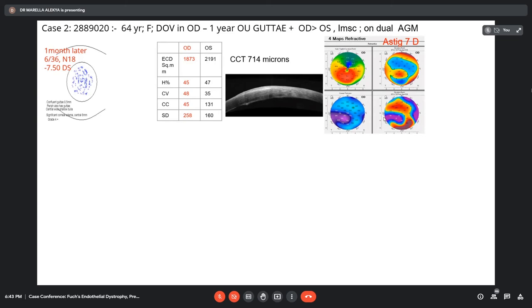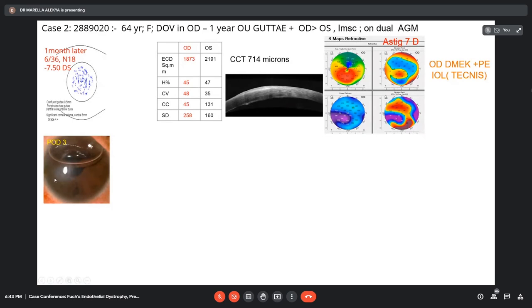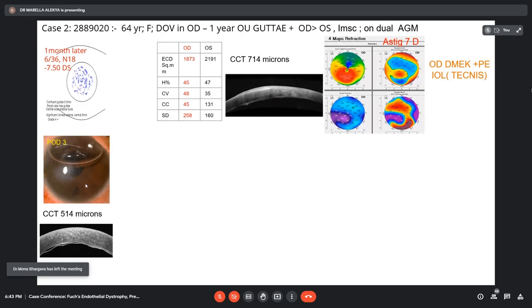Okay, go ahead. OD DMEK was done, and pachymetry was measured on postoperative day 3. Mild haze was seen, maybe because of subepithelial fibrosis. Central corneal thickness was 514 microns and OCT showed small DMD at multiple areas. At GA, vision was 6/12 N6 with minus 1.50 cylinder. There is no picture available in this visit.